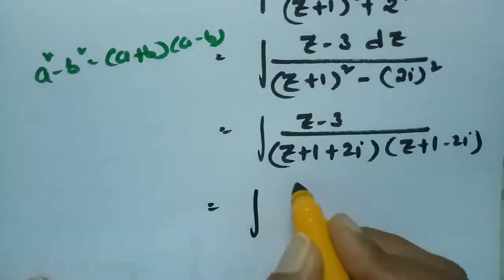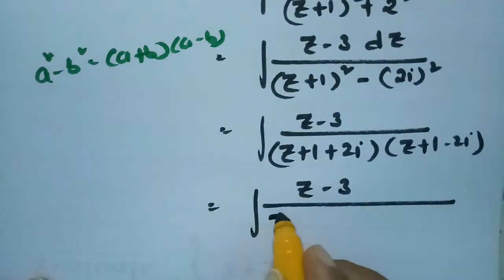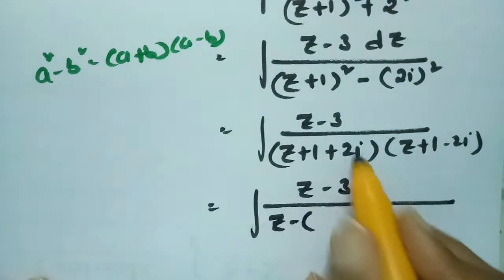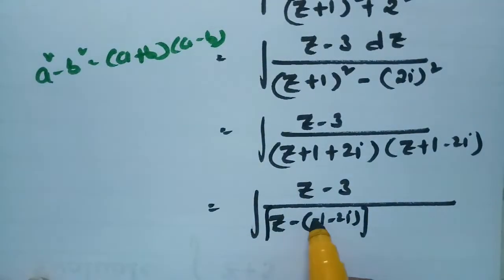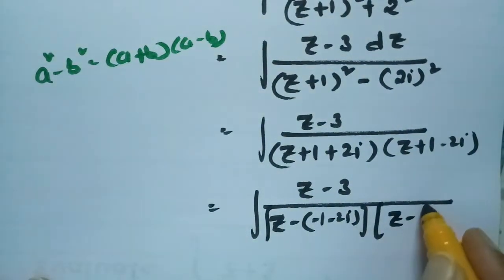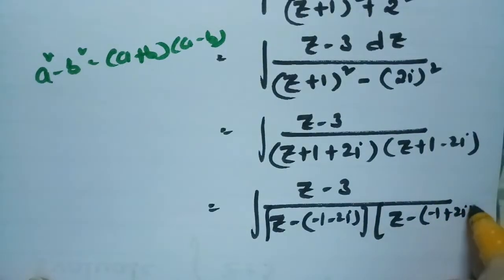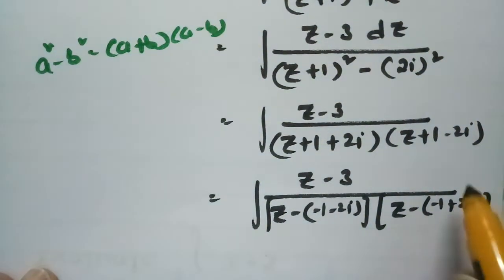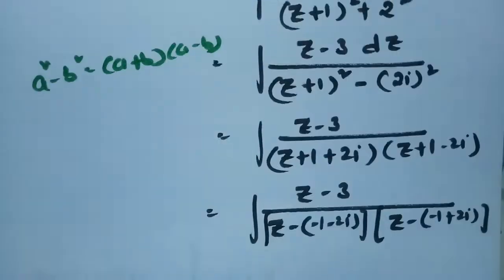So I need this in the form of z minus 3 times of z minus a. So z minus a, so this is minus 1 minus 2i. Got it? This is minus of minus plus 1, this is minus of minus plus 2i. And this can be written as z minus of, so this is minus 1 plus 2i. So this is minus of minus plus 1 and this is minus 2i. So I transform this question in the form of this.